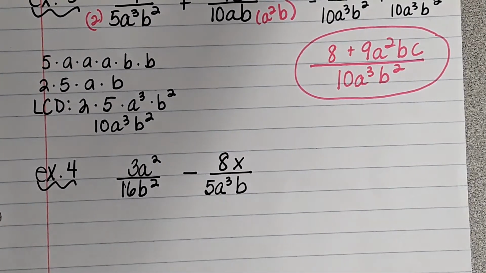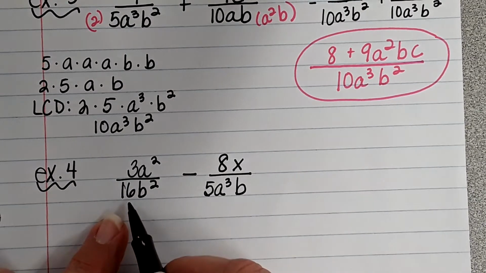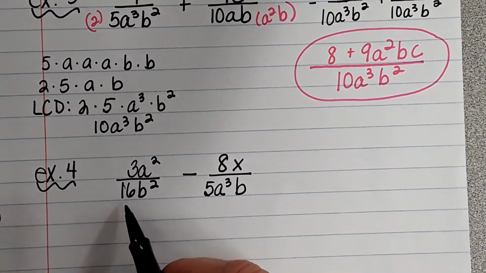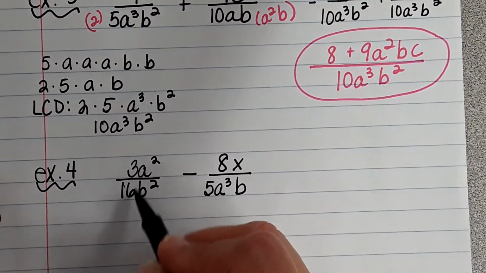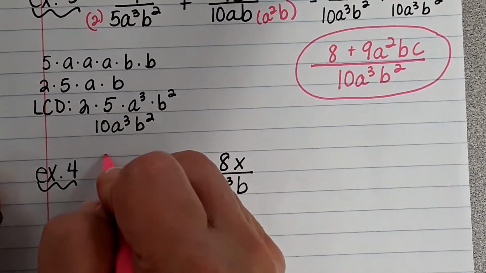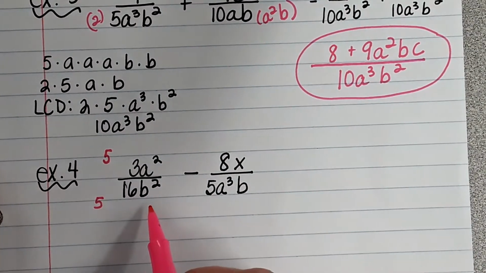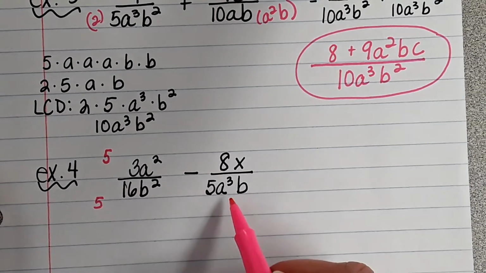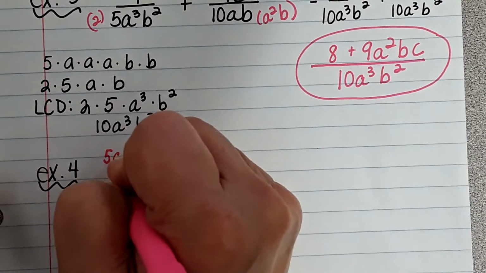So my question is, can you make a 5 into a 16? No. So what am I going to have to multiply this fraction by? 5. So we know that one. This has a b squared. This has an a to the third. So we're going to multiply each side by a to the third.